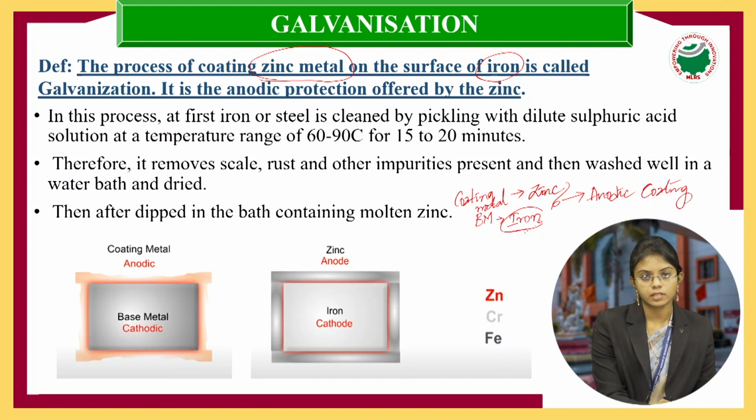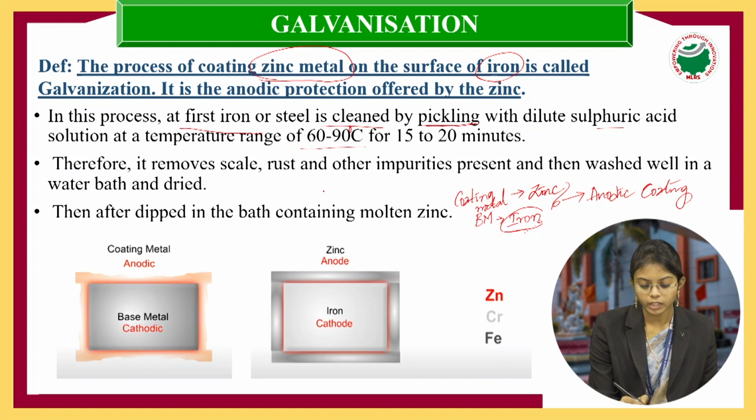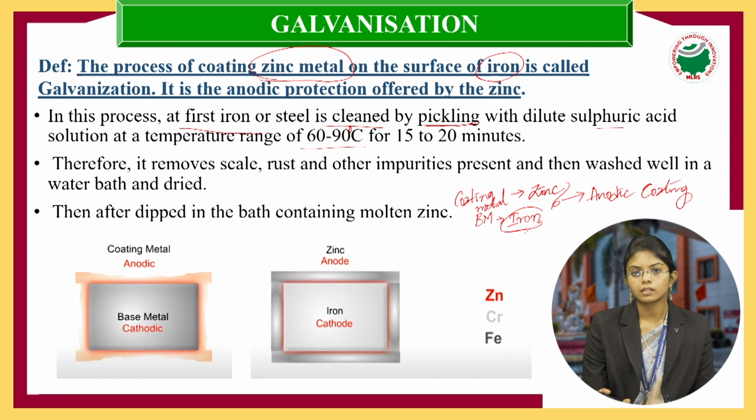So in this process, what we do is, first iron is cleaned by pickling with a dilute sulfuric acid, by some acidic solution. We are going to pickle the iron or the base metal. Pickling is nothing but we are going to remove the impurities. Simply we are going to dip this base metal or the iron metal in the dilute sulfuric acid so that the impurities will be getting removed. We are going to maintain a temperature of 60 to 90 degrees for 15 to 20 minutes.